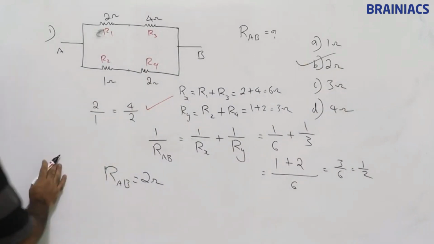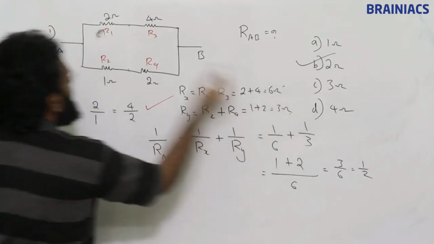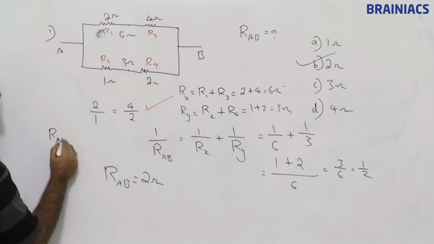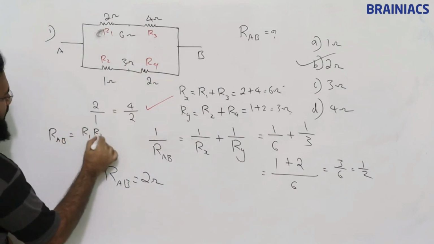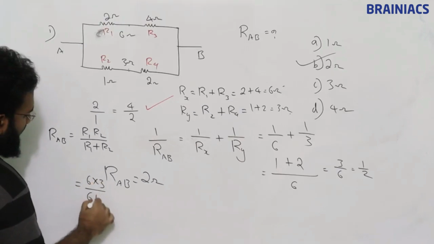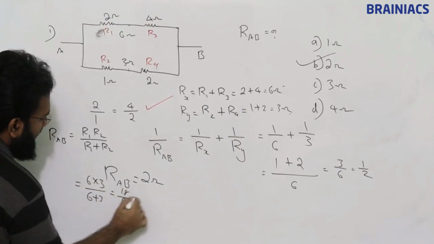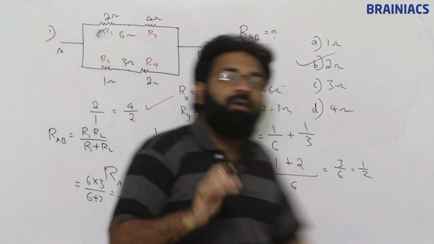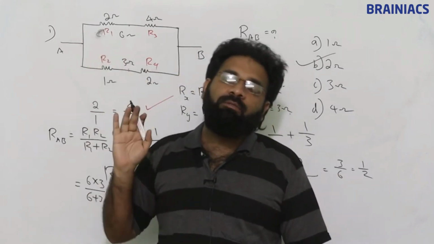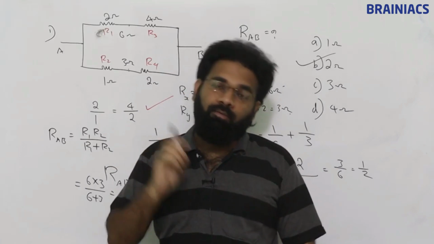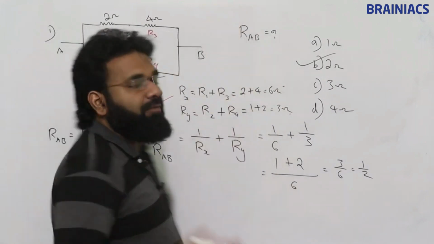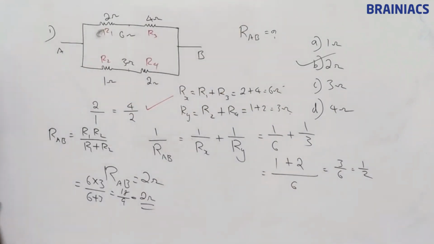Now suppose you want to do it directly, if they are parallel, this is 6 ohm and this is 3 ohm. So RAB is equal to R1 R2 by R1 plus R2. Directly you can do 6 into 3 by 6 plus 3, so 18 by 9 is equal to 2 ohm. Wherever you get a combination where 6 and 3 are in parallel, so many questions we have done where 6 and 3 come in parallel and we are getting 2 ohm. So if 6 and 3 are parallel, no need to calculate, just directly mark 2 ohm, save your time in competitive exams. Note it down.